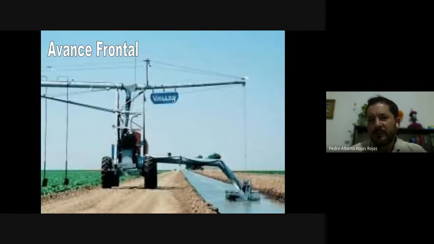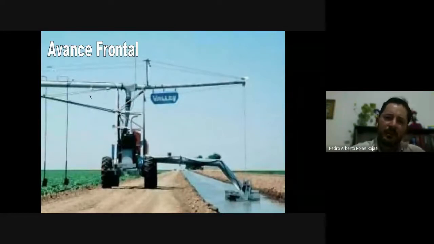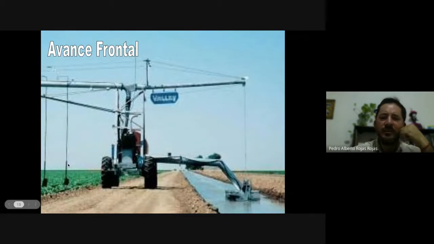This is in the Valle de Los Mochis, here in Sinaloa. This is a frontal irrigation system with sprinklers. The maintenance of this equipment is very expensive, but this kind of irrigation is very useful for some crops in the north of Sinaloa.